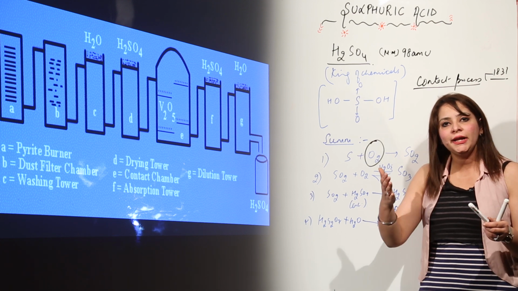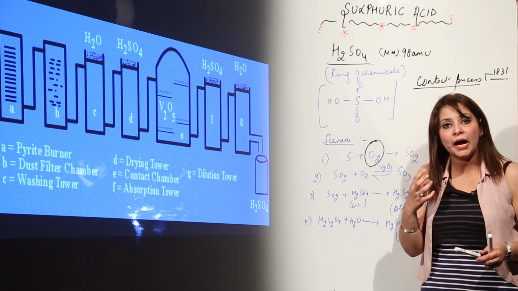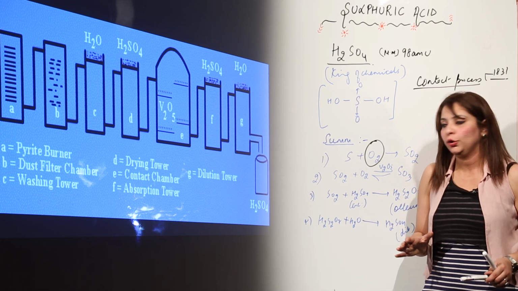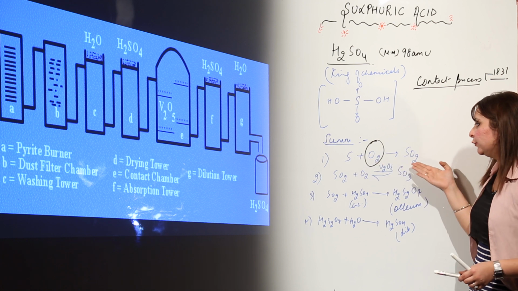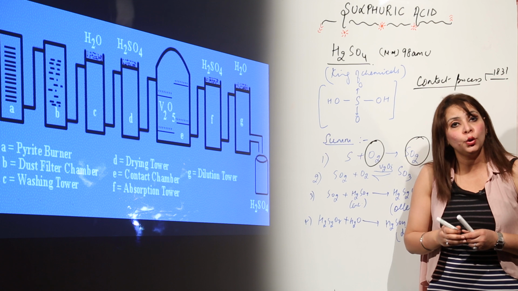So that is why only oxygen is taken in the air content. That means the oxygen content taken is too high, and it is free from nitrogen and all. So it just combines and forms SO2. And now this SO2 which is formed is not pure, right?